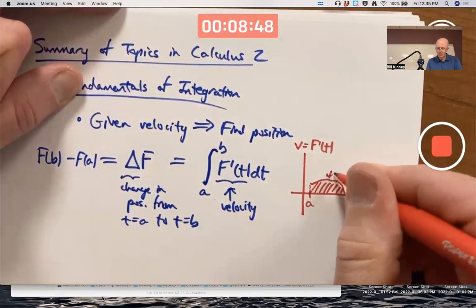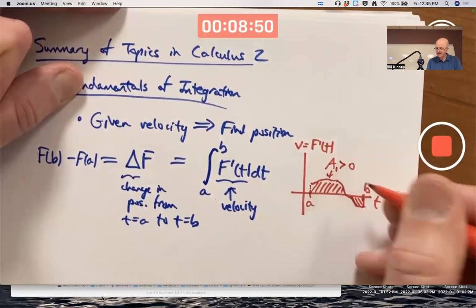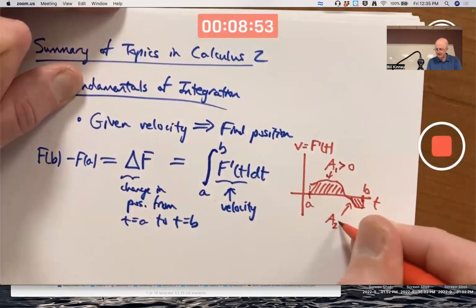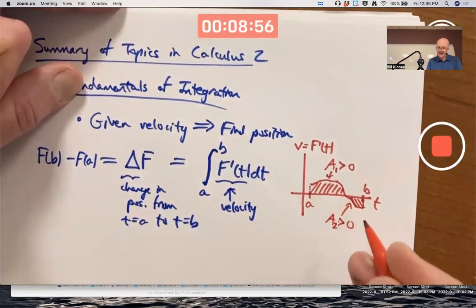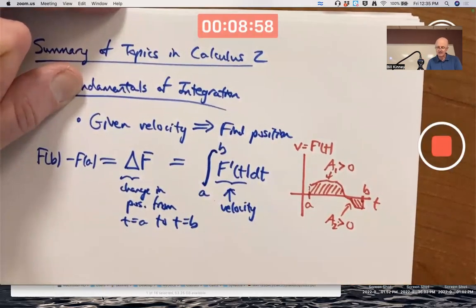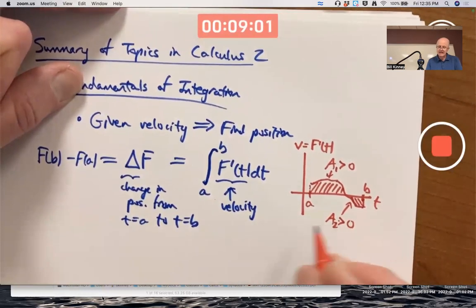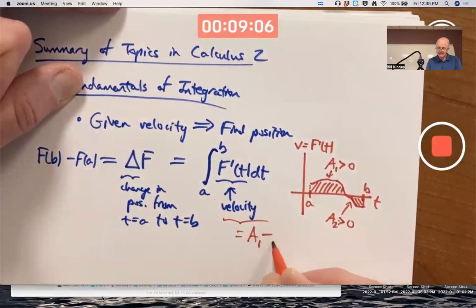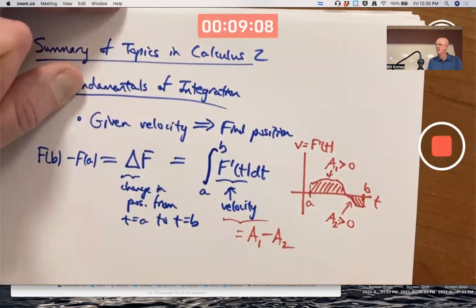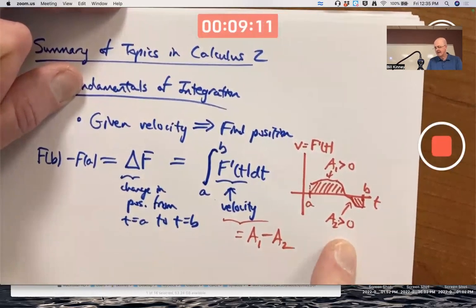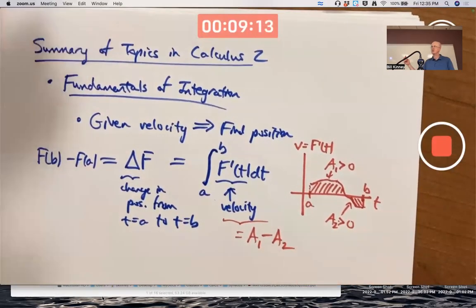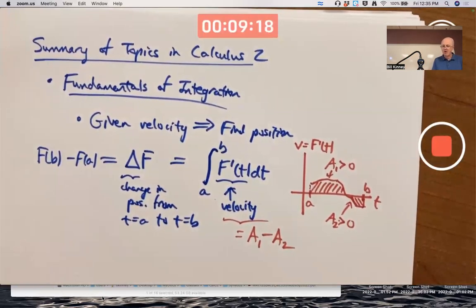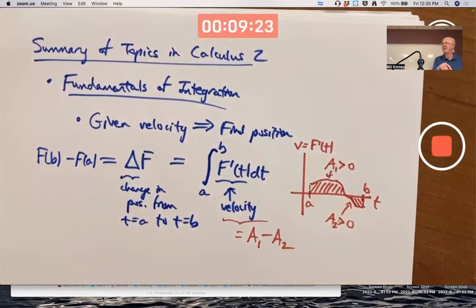If I call this A1 and think of it as a positive area, and this is A2 and think of it as a positive area, the fact that that one's below the axis, meaning you're traveling in the negative direction, means it contributes to the integral negatively. The integral will equal A1 minus A2. And you can see I've made A2 smaller than A1. In a sense, you're traveling more in the positive direction, more enough to make that area bigger than this area. And that means your change in position is positive.